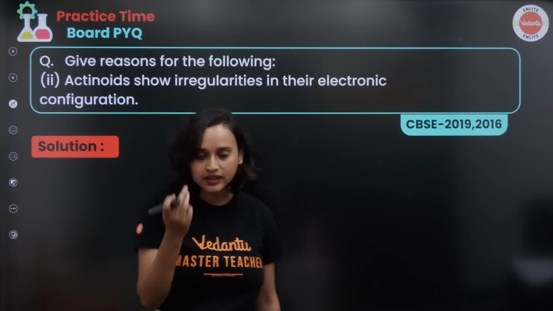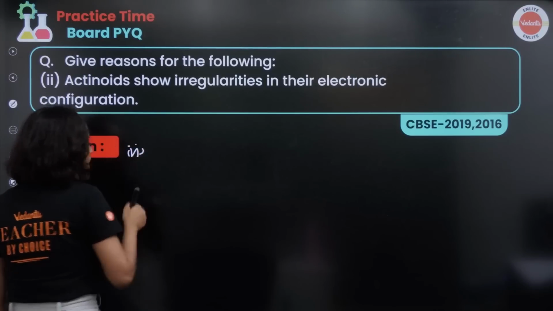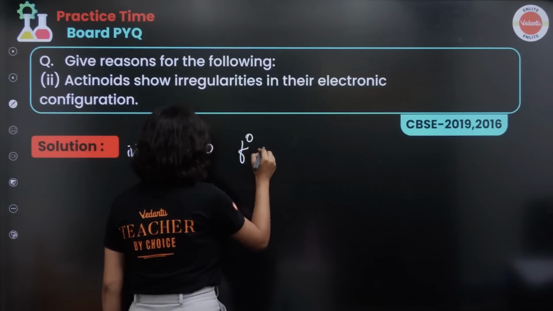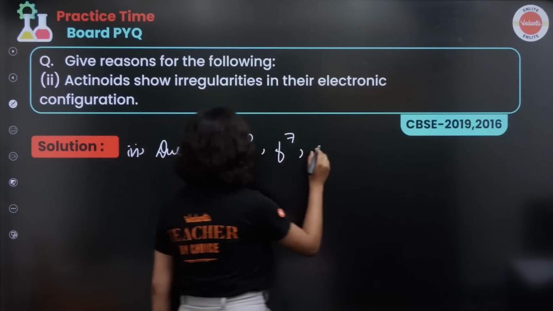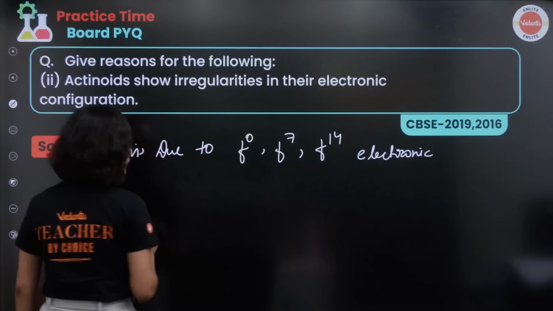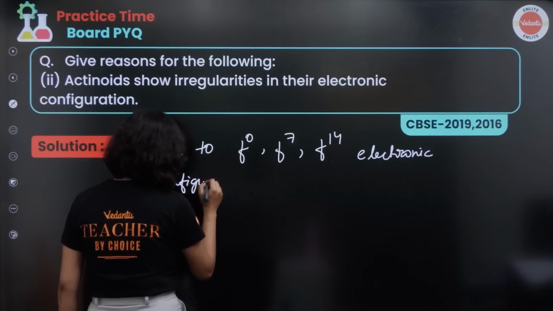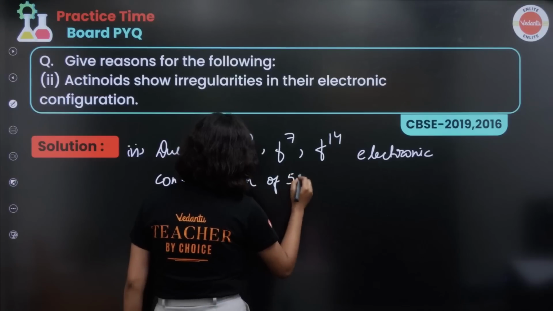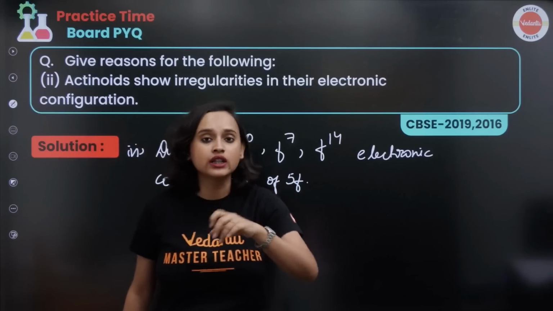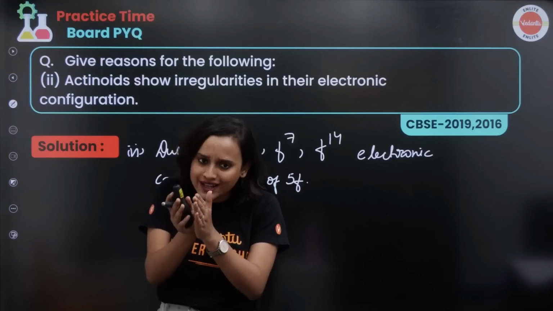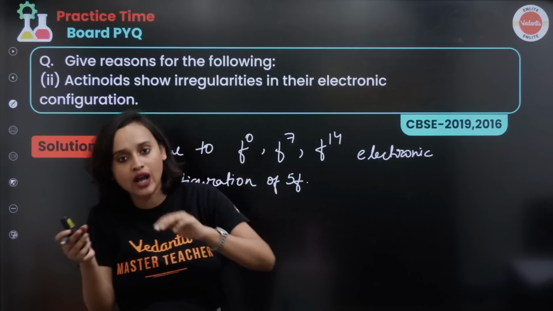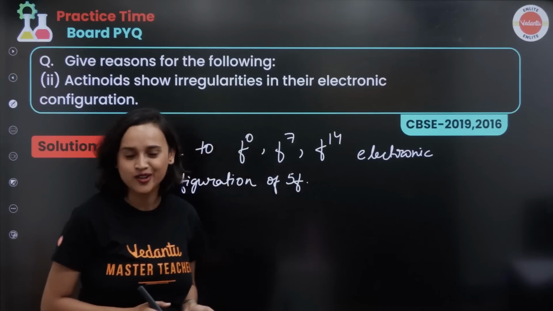Why? Actinoid ions show irregularities in electronic configuration due to empty f0, half-filled f7 and fully filled f14 electronic configuration of 5f. Another reason, my dear student, is that the energy gaps between 5f, 6d and 7s are so small that electrons can pass between them. The penultimate shells are also very close to the ultimate shell, which is why irregularities are seen more in actinoids. Got it?